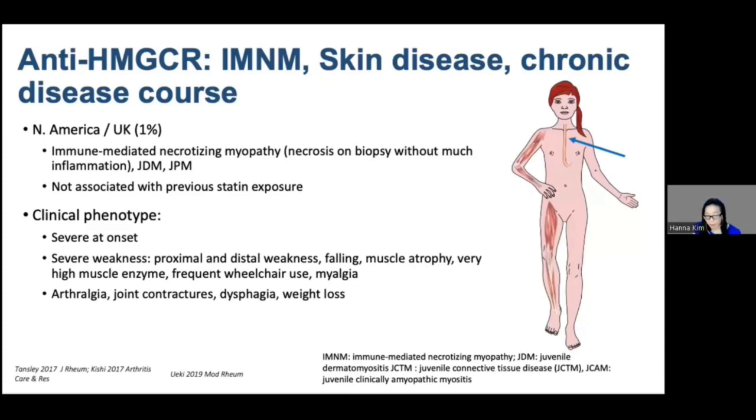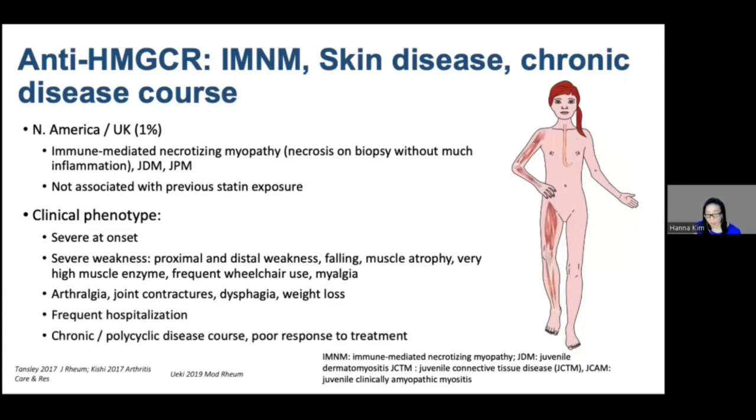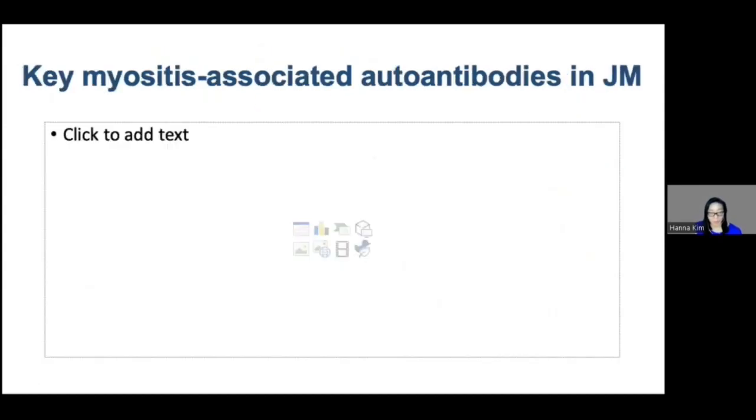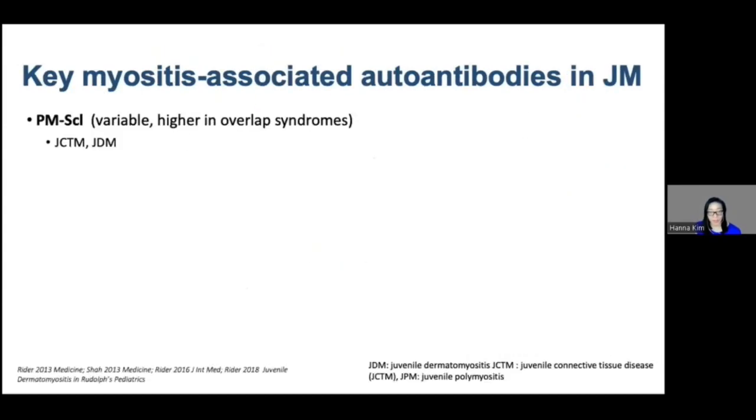They also have some other features. There's pain in the joints, arthralgias. You can have loss of range of motion or joint contractures, dysphagia or difficulty swallowing, pointed out with this arrow, and weight loss. There are frequent hospitalizations as, again, this usually has severe disease activity, and there's a chronic or polycyclic disease course, and unfortunately also a poor response to treatment. Also similar to anti-SRP, because of these overall features in immune-mediated necrotizing myopathy, it overlaps with limb-girdle muscular dystrophy as well. So next I'll be talking about the key myositis-associated autoantibodies in juvenile myositis.